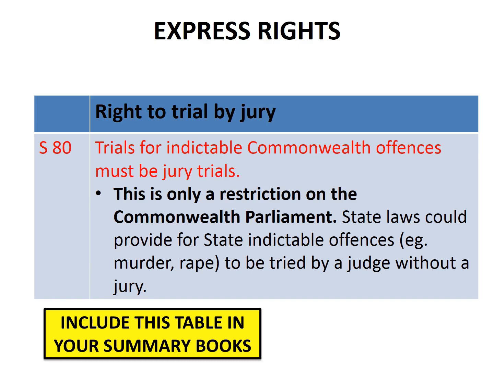Again, the reason the state parliaments don't do that is because if people felt very strongly about the right to trial by jury, then at the next election, the members of Parliament who voted for that law may well be voted out of office. So, when we talk about a right to trial by jury, it's not a right that is given directly to individuals. It's a right that arises because, in this case, the Commonwealth Parliament is prohibited by our Constitution from making laws that take away a person's right to trial by jury where they have been charged with a Commonwealth indictable offence.